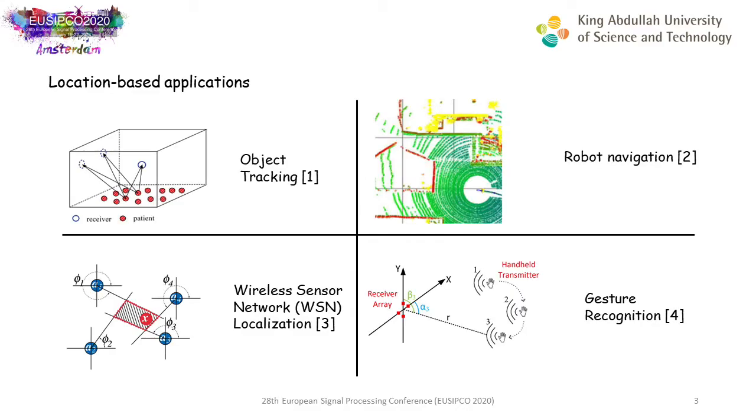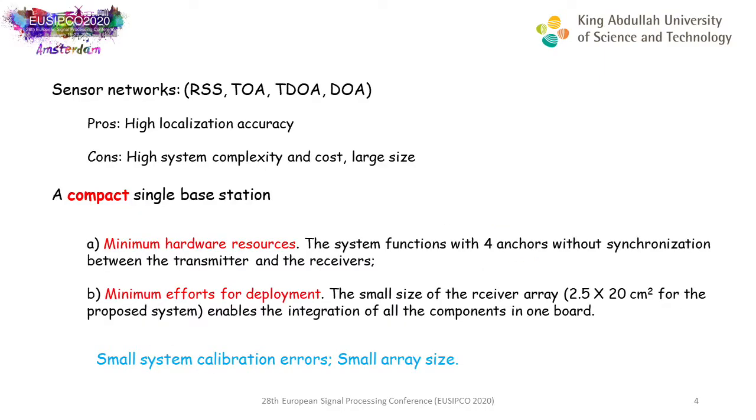Location information is important for many applications, such as object tracking, robot navigation, wireless sensor network, and gesture recognition. Sensor network-based localization is one of the important methods to obtain the location of a target. The system estimates the location information of the target using received signal strength, time of arrival, time difference of arrival, or direction of arrival. Then, a triangulation or trilateration algorithm is implemented to obtain the target position.